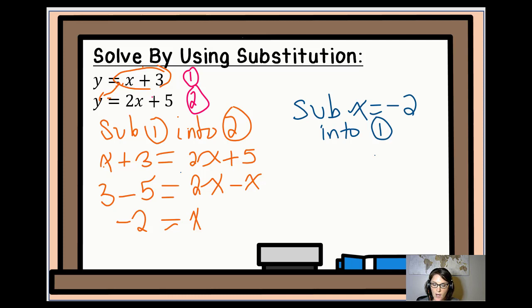Okay, so then we have y equals -2 plus 3. And simplifying, y is equal to 1. And then the last thing we need to do is put it all together to make our coordinate. So therefore the solution would be -2, 1.